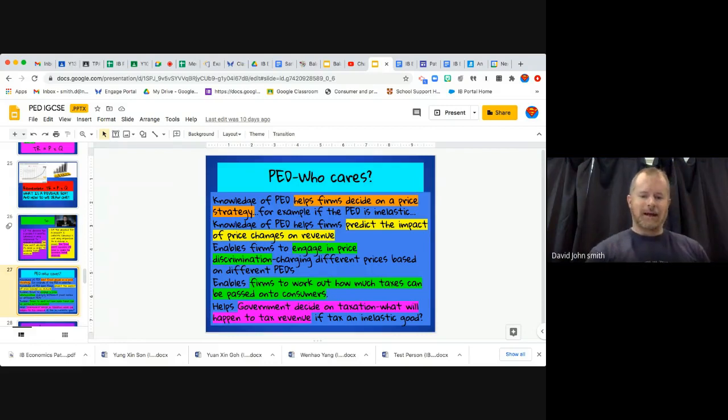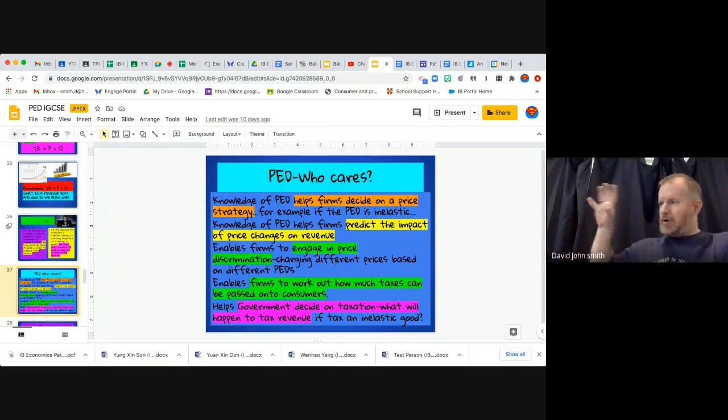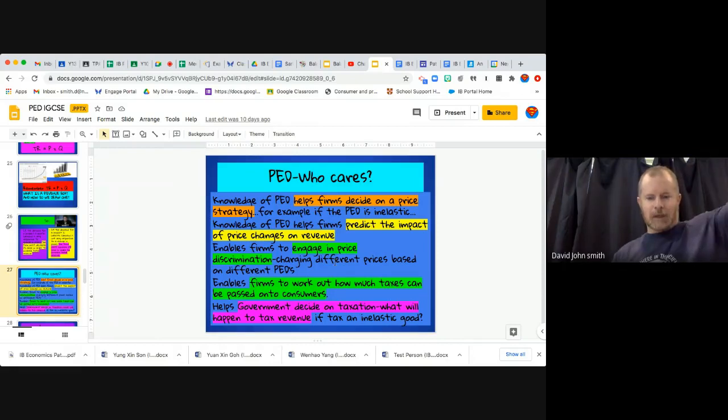It will also enable you to engage in price discrimination. You're going to be able to see what's going to happen with regards to your elasticity and the revenue changes that will happen. So you're then able to say, this person's demand is more inelastic, but that person's is more elastic, so I'm going to decrease the price for that person and increase the price for this one. Sounds crazy, I know, but you may have experienced this yourself if you've ever bought something and it's been cheaper for you because you're a student.